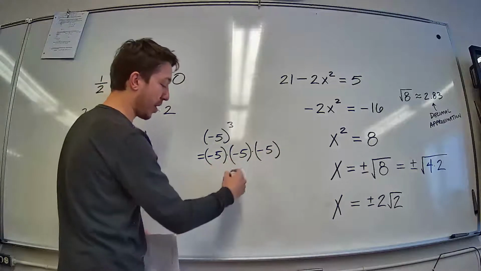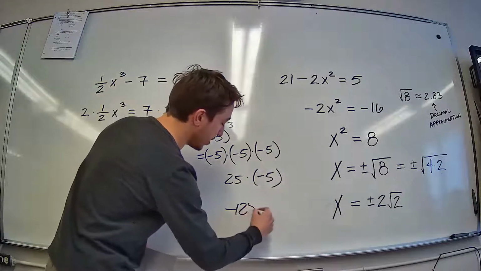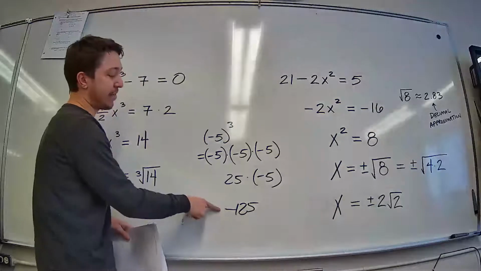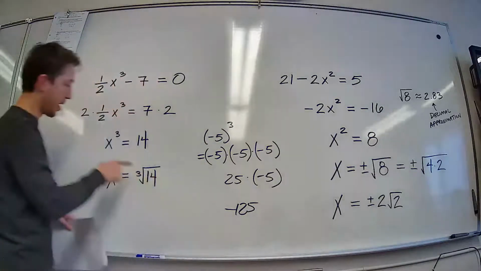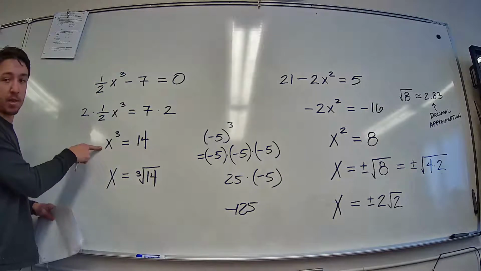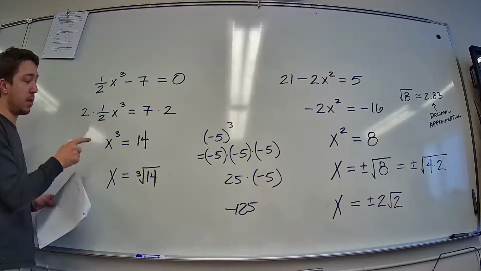So I'd have positive 25 times -5. The key here is, look at my final answer. It's a negative value. So if you cube a negative, you get a negative, which means that this x can certainly not be a negative number. Does that make sense? There's only one answer.